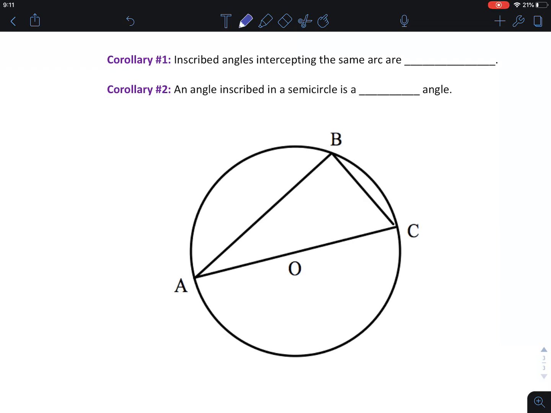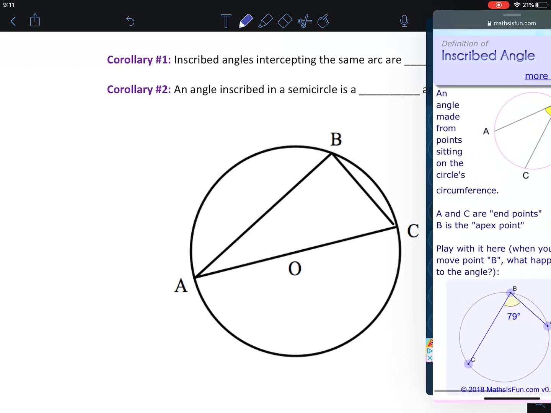All right, let's look at some corollaries of the inscribed angle theorem. If you've never heard that word corollary before, it's a fancy mathy way of saying a follow-up rule. It's based off of something that's already been proven, like the inscribed angle theorem. So we don't need a separate proof for it, but it's kind of like a special case scenario.